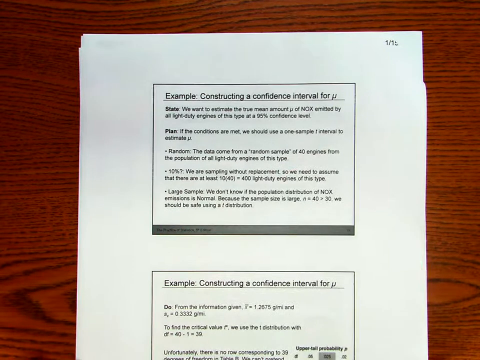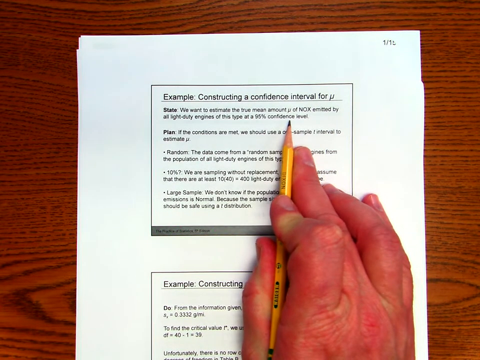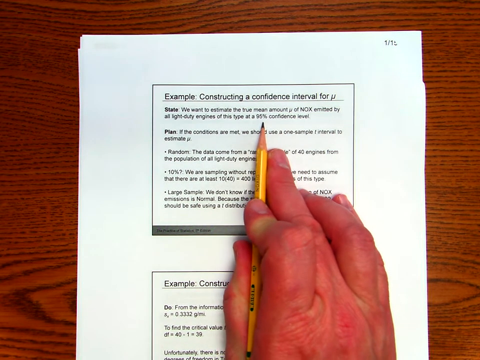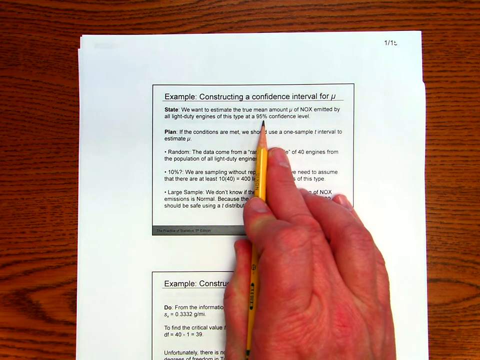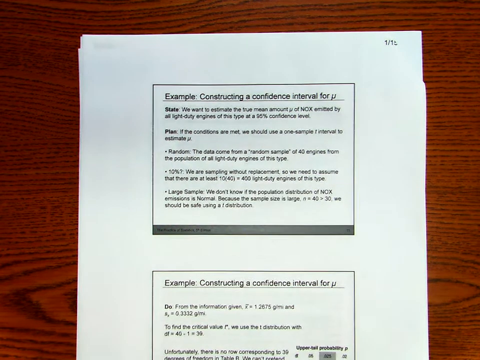Okay, when you make this statement, make sure you're referring to the population that you're trying to estimate. We're not getting a confidence interval for that one sample of engines. There is no confidence interval if we have everything in that one sample. What we're trying to do is make a statement about all engines of that type.